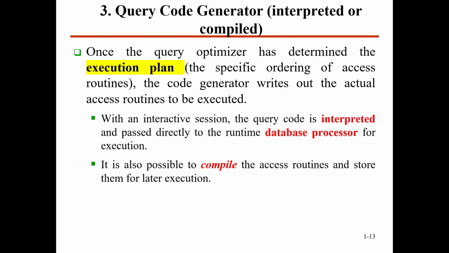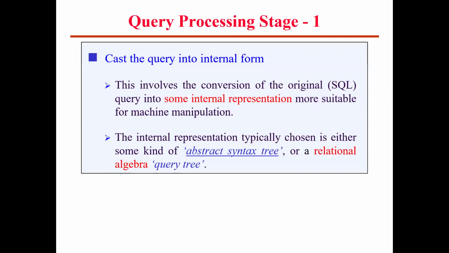Once the query optimizer finds an execution plan, then by using the execution plan, the code is generated as we saw in the flow chart. With the interactive session, the code is interpreted and directly passed to the runtime database processor. It is also possible to compile all the access paths and store them for later execution.